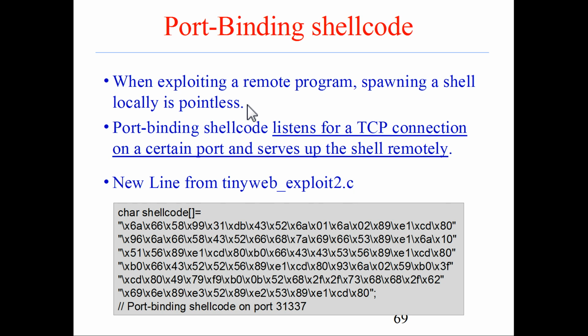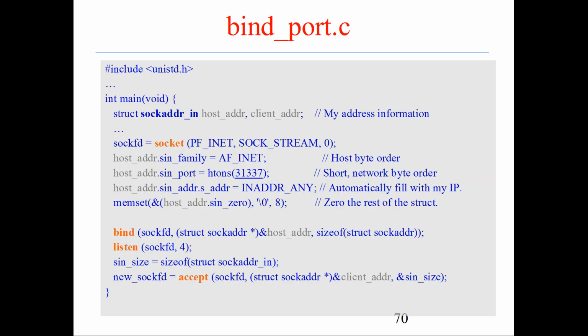So one of the most simple approaches is to exploit the service and fork and listen for connections on a new port that we've opened up, and we'll provide connections to that port a shell, or shell access. The following shellcode, you can find the source for it in TinyWeb exploit2.c in the book's source code. And we're going to dive into how to write such shellcode.